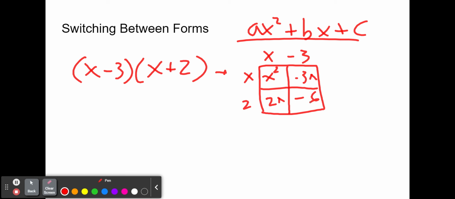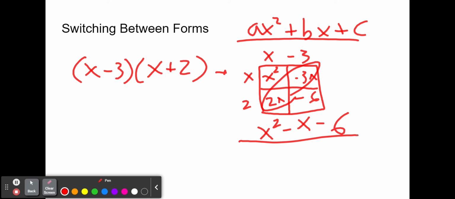I write that all out and I get the expression 1x squared minus a single x, because those combine like terms, minus 6. I got my A, my B, and my C. Boom. And I know my y-intercept is now negative 6. So that's pretty easy. That's not too bad.